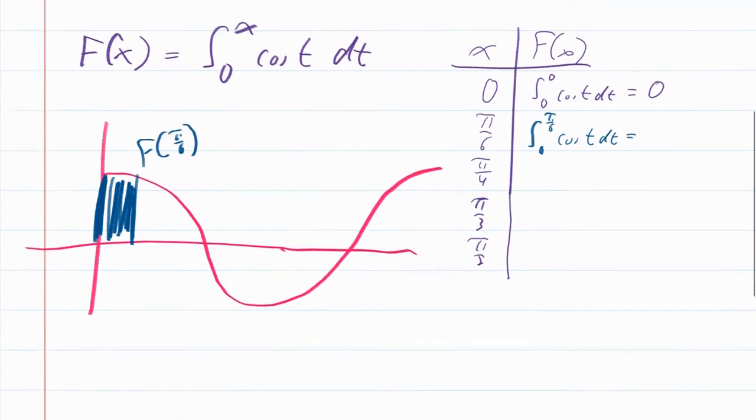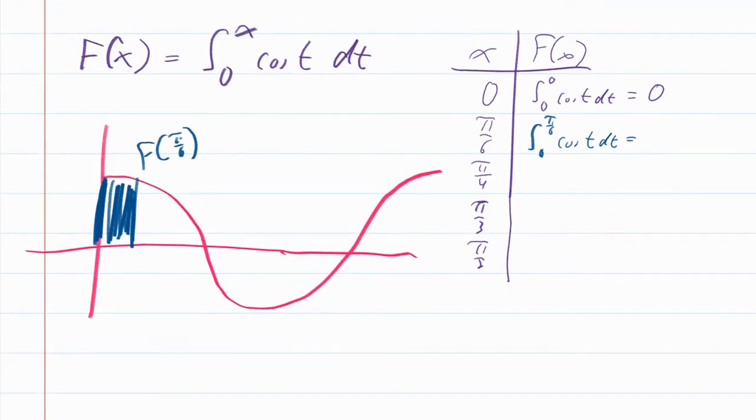If I evaluate the integral of the cosine of t dt, well, the integral of cosine is sine. So evaluated from 0 to pi over 6, this is really just equal to the sine of pi over 6. And the sine of pi over 6 is 1/2. So this area is 1/2.